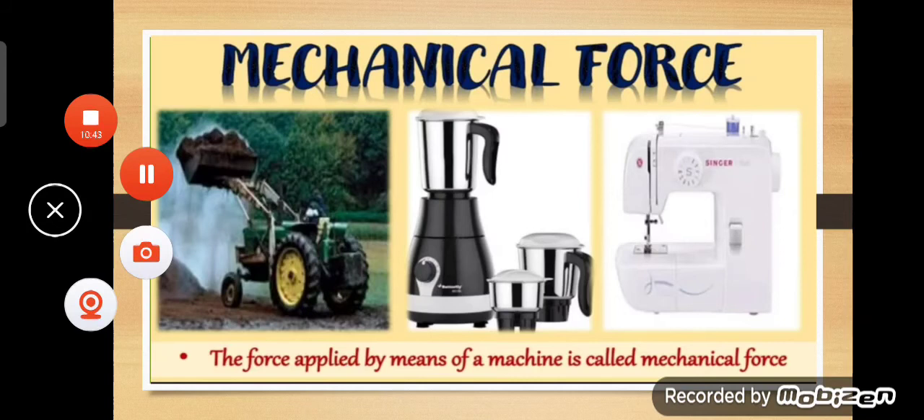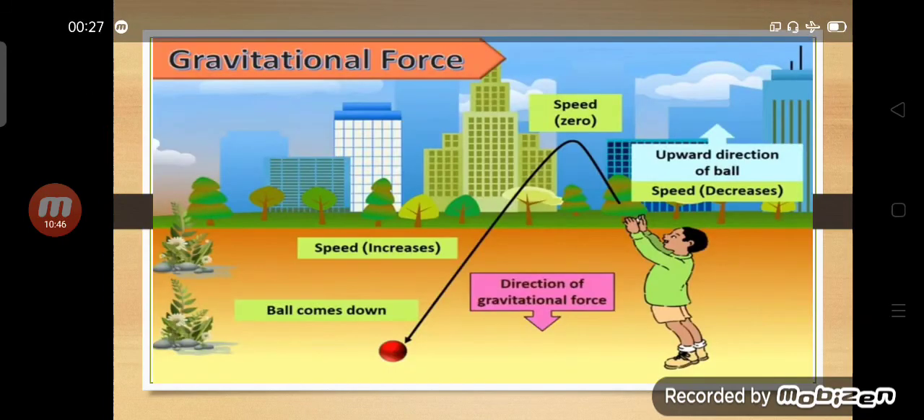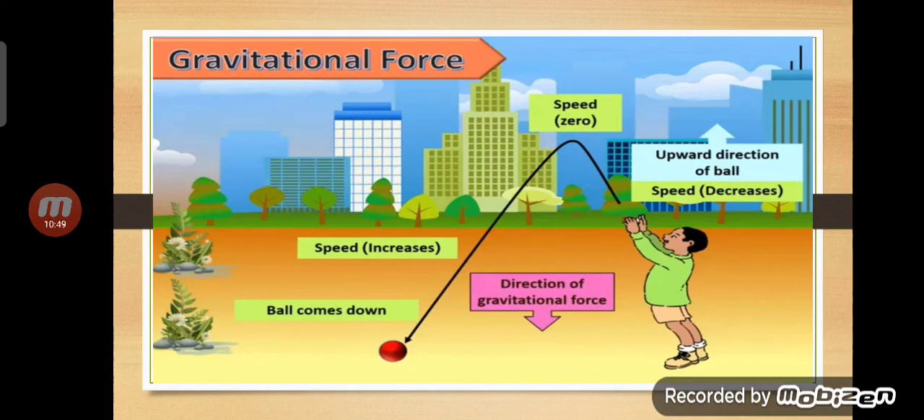Now children, the third type of force is gravitational force. Now we will see what a gravitational force is. In the picture, children, you can see that while playing, a boy throws the ball vertically upwards by applying force, it reaches a certain height and comes down again. Why does this happen? And why does the ball not move forever in an upward direction?